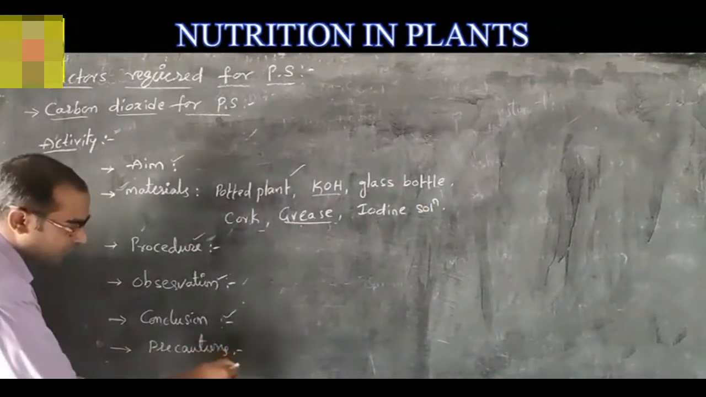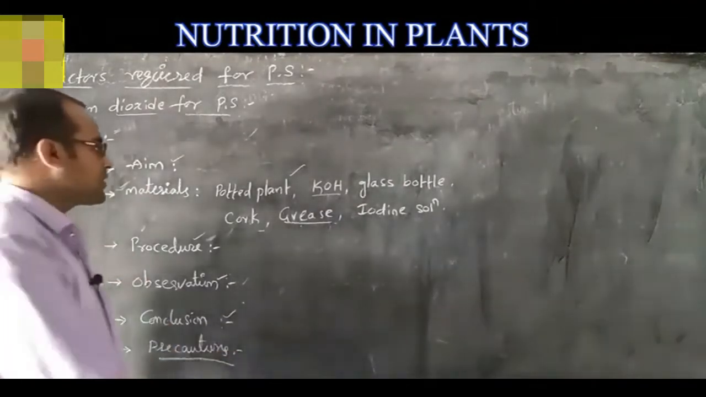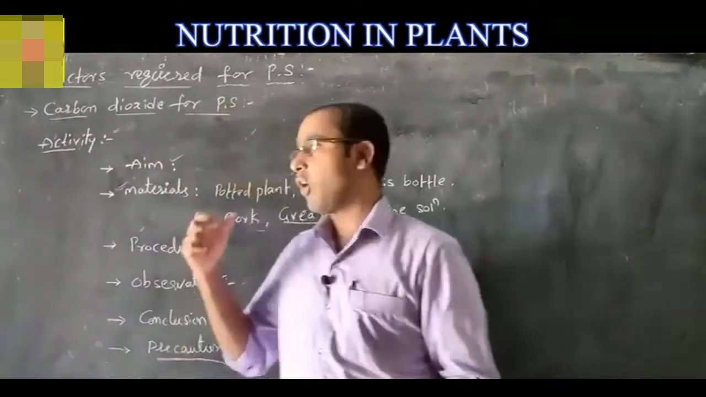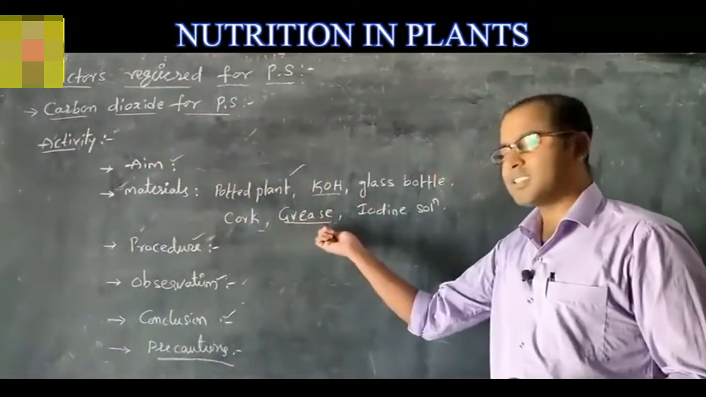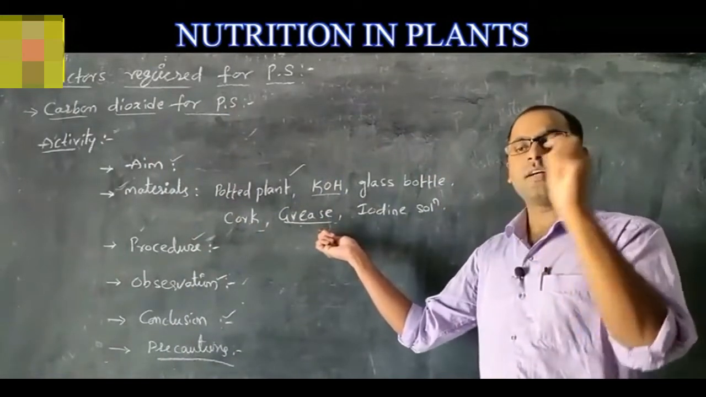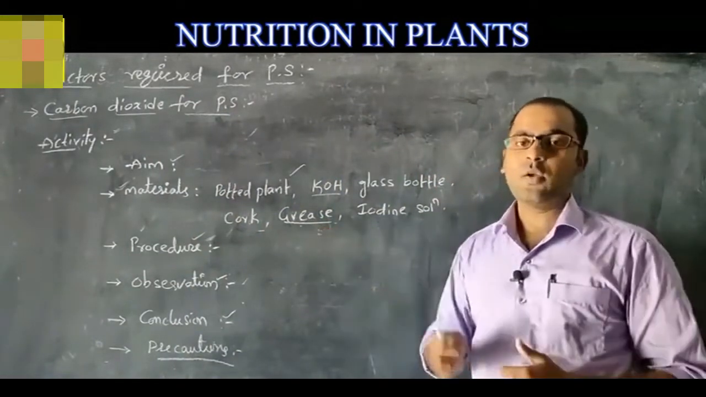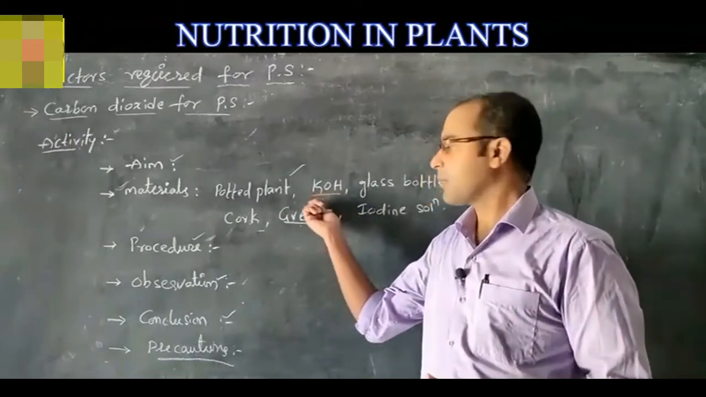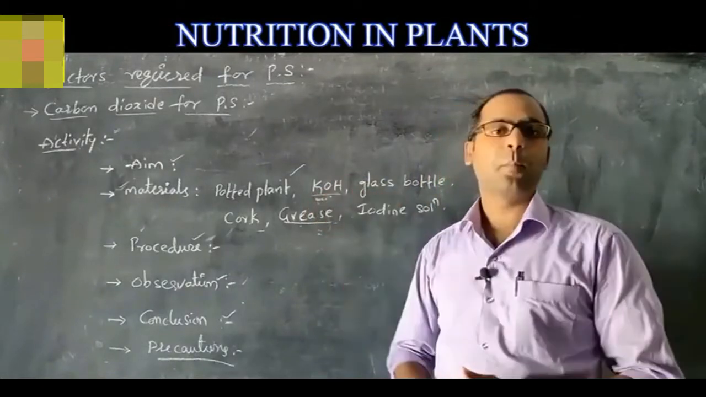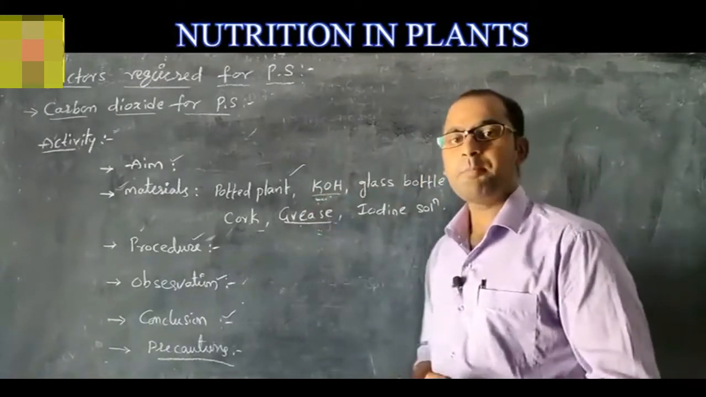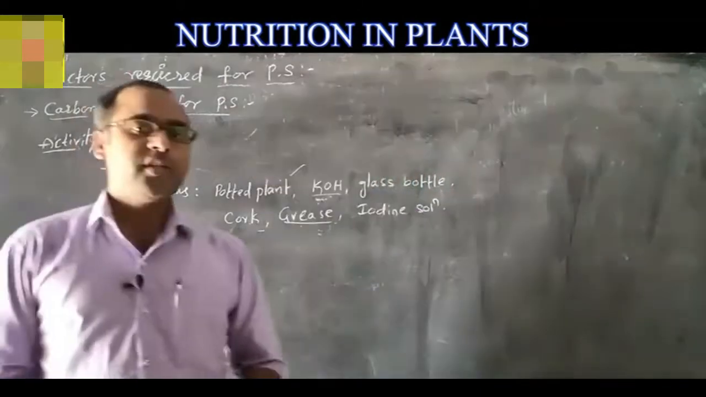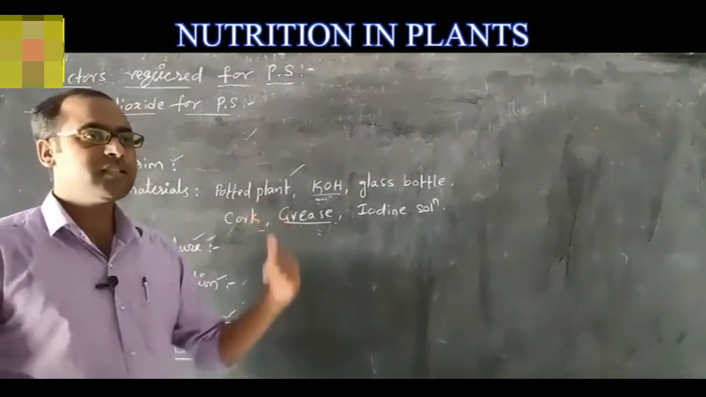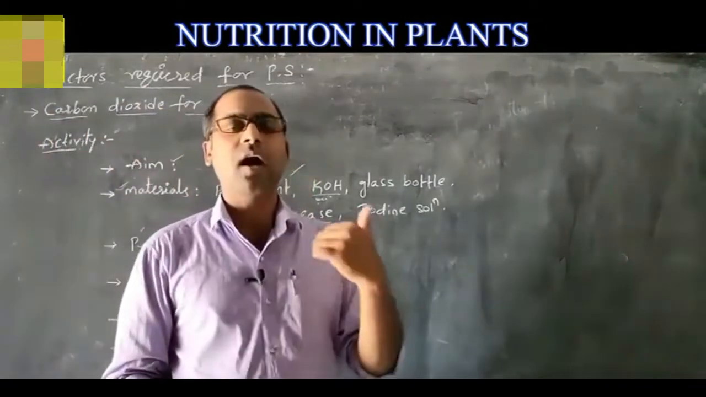What are the precautions we have to take in this activity? First, we should take a plant with long and narrow leaves. The bottle and cork should be completely covered with grease to prevent the entry of atmospheric air into the bottle. And next, the plant should not touch the potassium hydroxide solution inside the bottle. These three are the precautions we have to take while performing this activity. So with this, we have confirmed that carbon dioxide is necessary for photosynthesis. This experiment is also called Moll's half-leaf experiment.